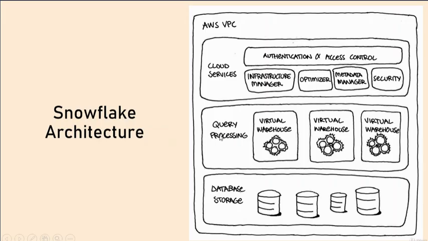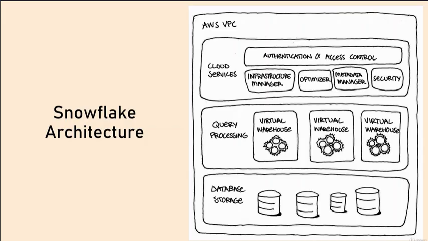Next is the query processing layer. It uses Amazon EC2 instances behind the scenes. So you can have a separate virtual warehouse for loading data into Snowflake, as well as you can have a separate virtual warehouse for reading data from Snowflake. Each virtual warehouse is independent, isolated, and it could scale up or down based on the demand.